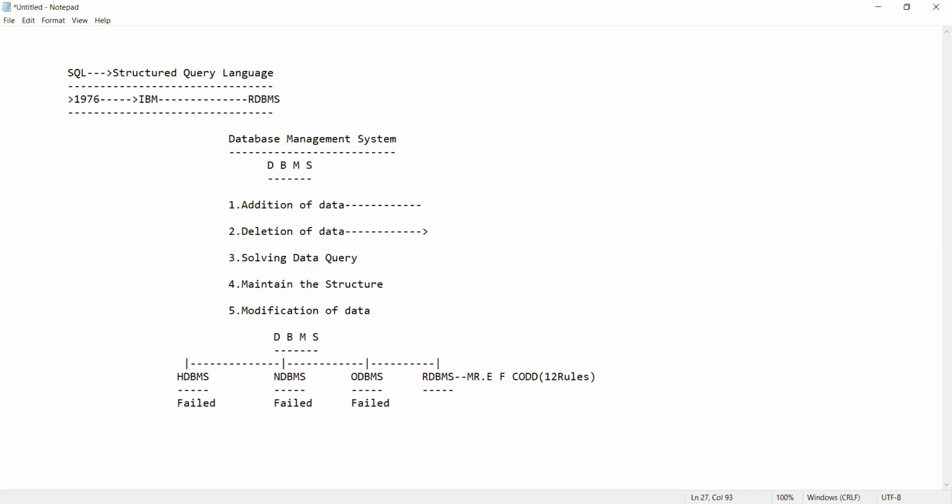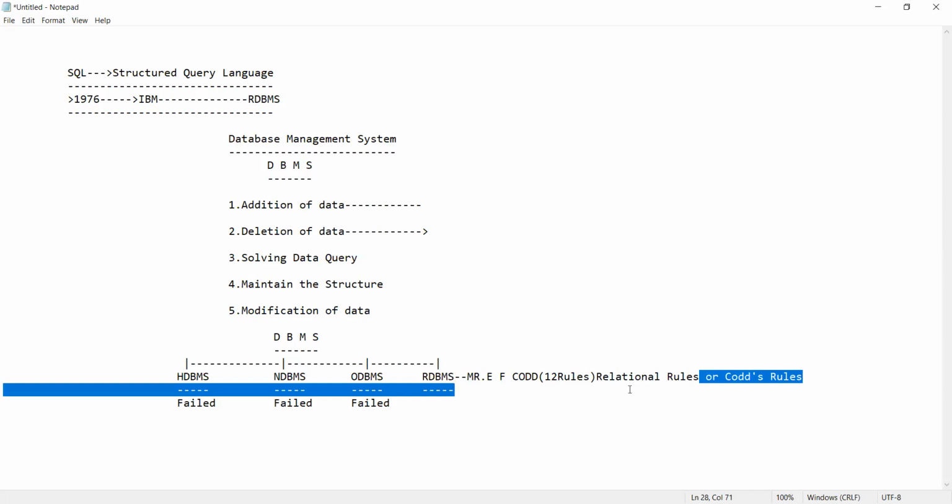These 12 rules are called Relational rules, or Codd's rules. He is a very good author, and these are very successful rules he has laid down, even now. They are called relational rules or Codd's rules.